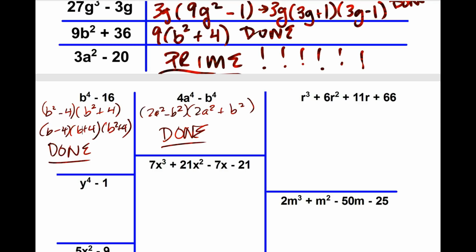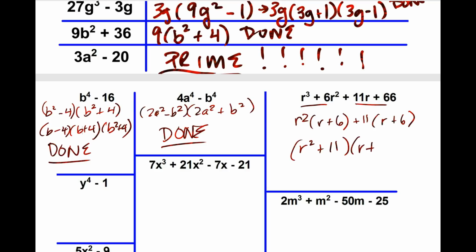All right, what do we see here? Well, I see 4 terms. And when I see 4 terms, I know that I need to factor by grouping. Okay? So we end up taking an r squared out of here, and I end up with r plus 6. And we want this to be r plus 6, so we need to take out a positive 11. So we get r plus 6. So we end up with r squared plus 11 times r plus 6.